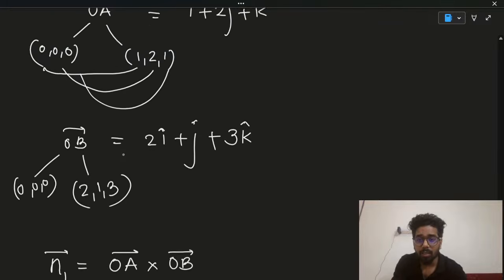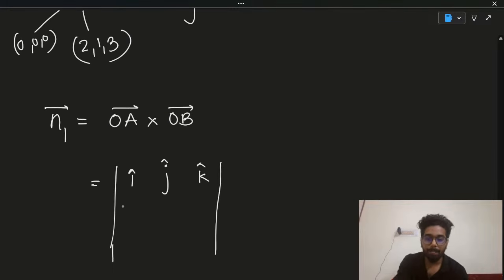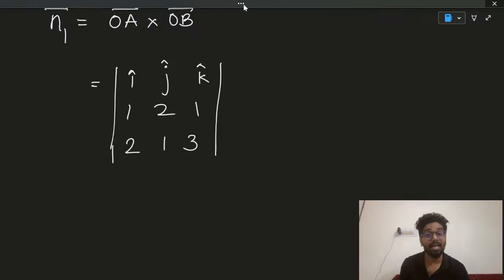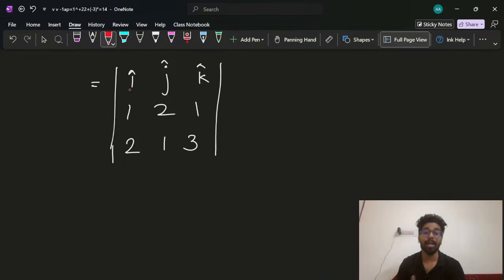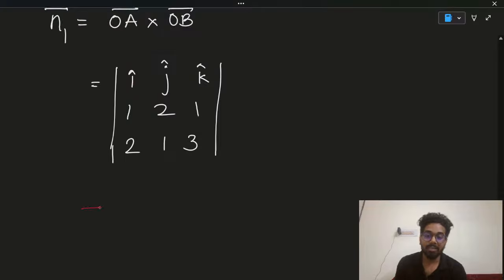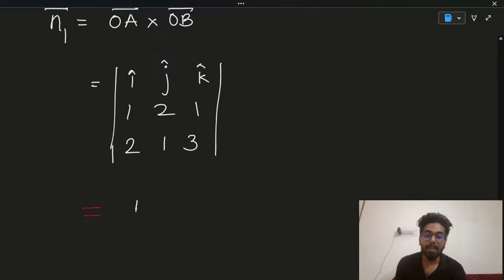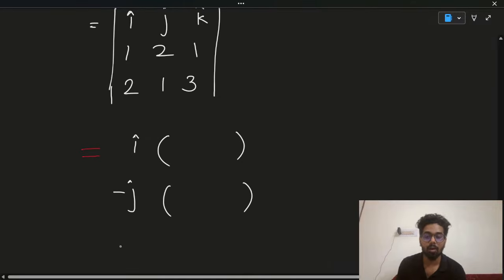Now what is OA vector? OA vector is 1, 2, 1. What is OB vector? 2, 1, 3. Now how to take cross product, guys? I am not expecting that you know it. But see, the answer will be written as I cap multiply something, minus j cap multiply something, plus k cap multiply something. What that something is, we'll figure out.